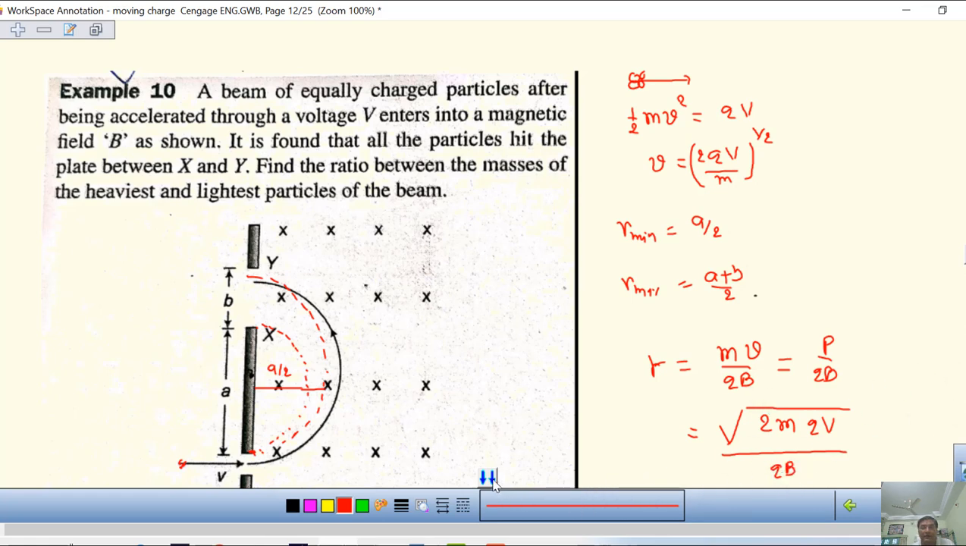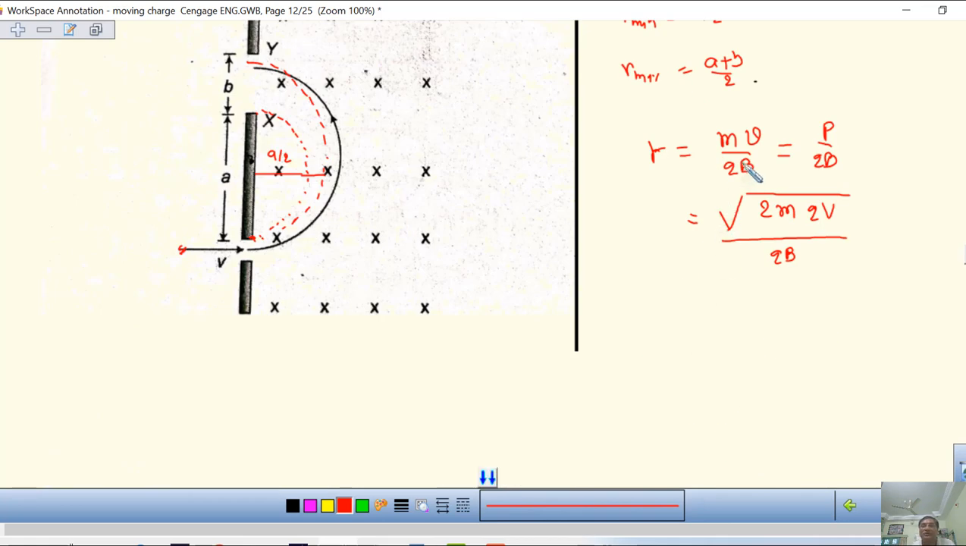We should always try to keep the variables and cancel out the constants, so the work becomes easy. Now this 2 is constant, this q is also constant, B is constant, V is constant. So I can write r is proportional to root m.